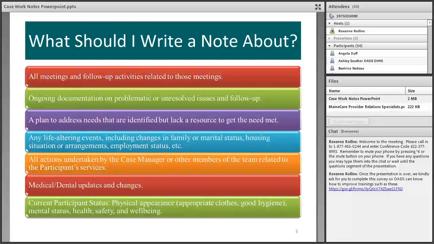All actions undertaken by the case manager or other members of the team related to the participant's services, any medical and dental updates and changes. This is truly critical for people that may need to read your note after hours if the consumer is in a medical crisis. So having that information updated immediately is very critical. And then the note should cover their current status: physical appearance, are they wearing appropriate clothes, do they have good hygiene, their mental status, health, safety, and well-being.